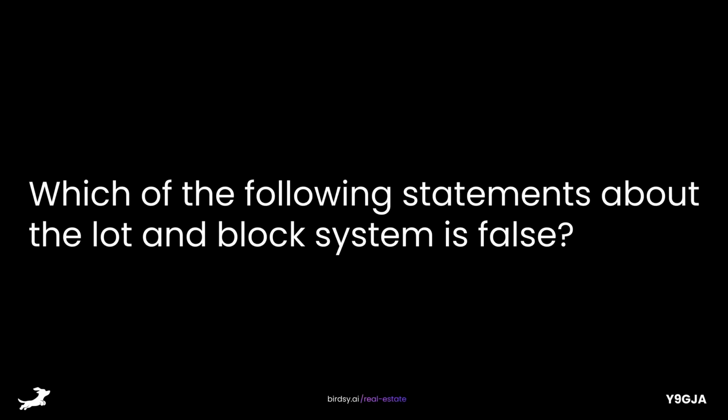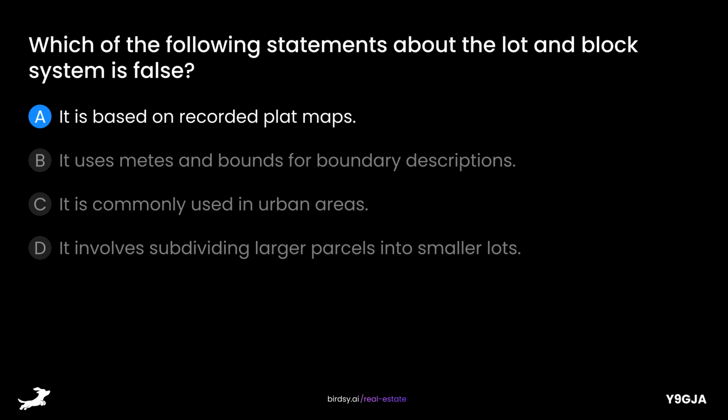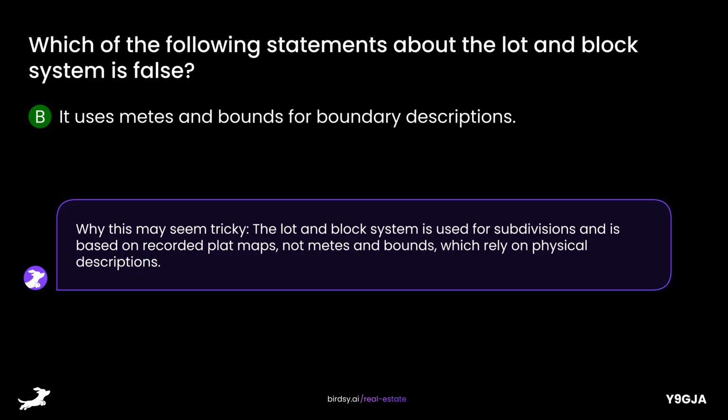Which of the following statements about the lot and block system is false? Is it A, it is based on recorded plat maps, B, it uses metes and bounds for boundary descriptions, C, it is commonly used in urban areas, or D, it involves subdividing larger parcels into smaller lots? The answer is B, it uses metes and bounds for boundary descriptions. Why this may seem tricky: the lot and block system is used for subdivisions and is based on recorded plat maps, not metes and bounds, which rely on physical descriptions.